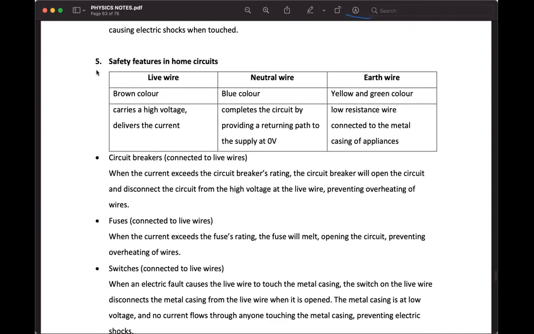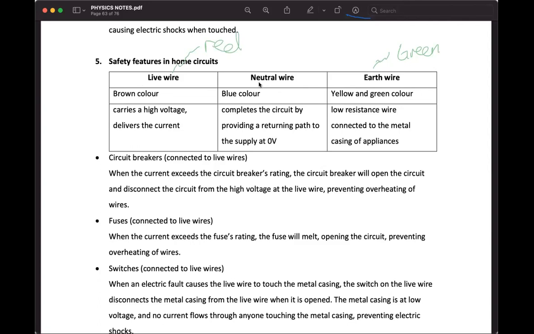The other thing that you need to know in your plug: there are 3 wires. Usually the wires are red or brown, blue, and yellow-green. How to remember? Just remember that earth is green. Can you remember that? Earth is green. Then the live wire is the most dangerous, and it is very close to red. So when you see a brown or red color, it is connected to the live, it is a live wire.